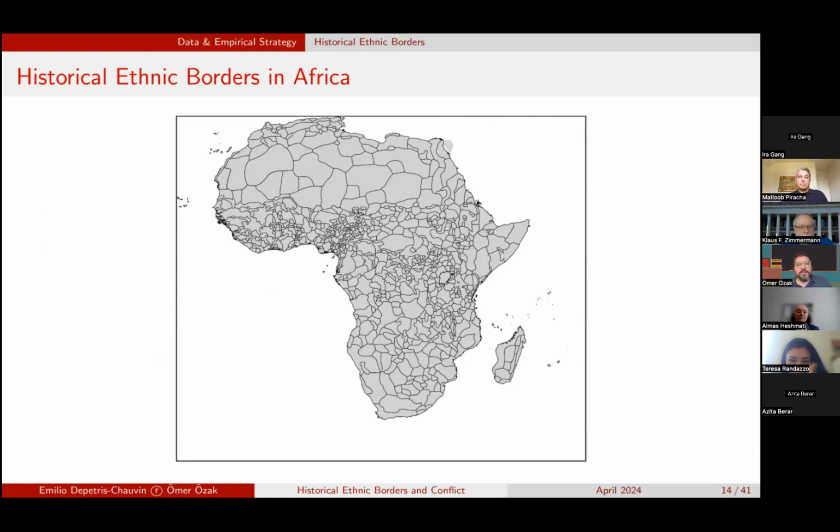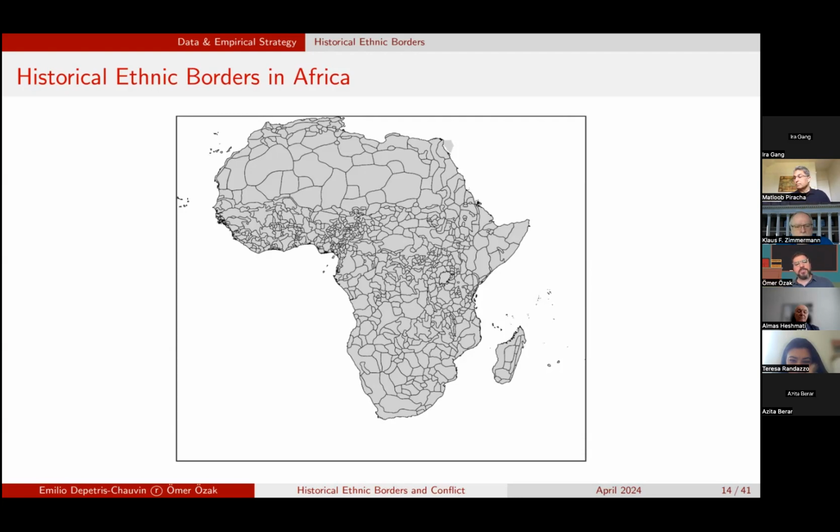Of course, no one really fully understands how Murdoch came up with this map, nor how he decided where the borders were located. So this really suggests that the borders may be mismeasured, right? And given our setting, this will create problems of non-classical measurement error. Now let me try to show you that even though we don't fully understand where this map came from, there's still information in these borders. There's something that's happening around these borders.